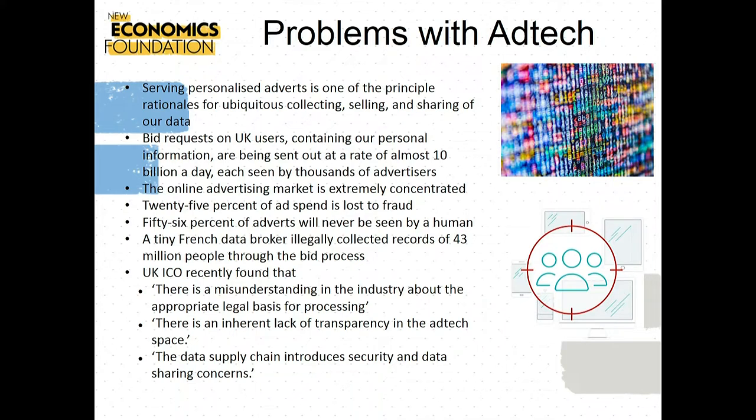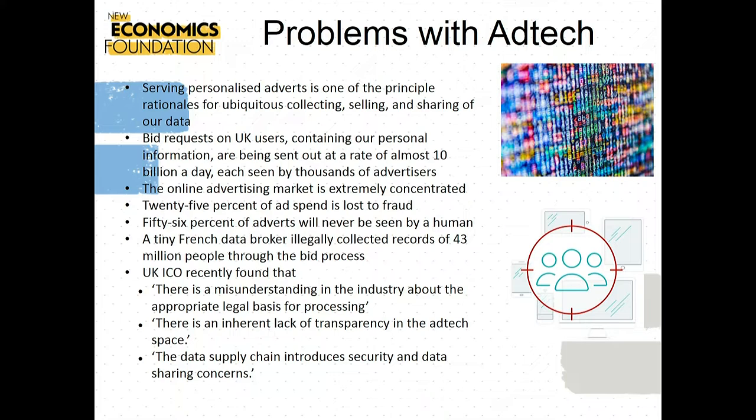And it's hugely worrying. And this is in a market that's hugely concentrated. Almost 90% of the digital ad revenue is spent with just two companies, Google and Facebook. So it's an extremely concentrated market. It's a market where our personal data is being shared very, very regularly. If you extrapolate that number to the world, it's happening trillions of times a day.